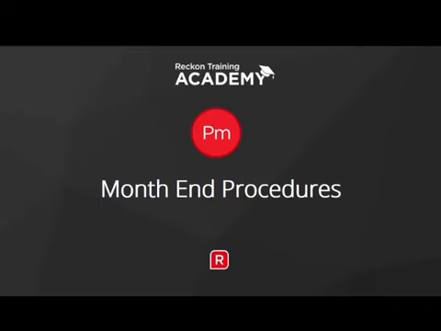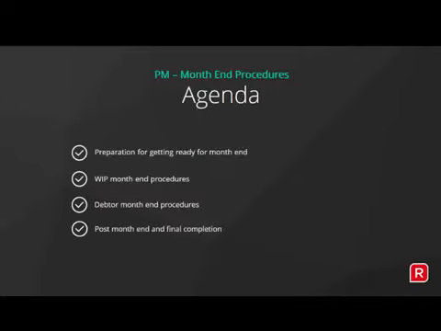Let's have a look at our agenda today. We'll look at the four main areas of preparation for getting ready for month-end. We'll follow the step-by-step process to complete your WIP month-end procedures and debtor month-end procedures, and finally take a look at the post-month-end and final completion steps.